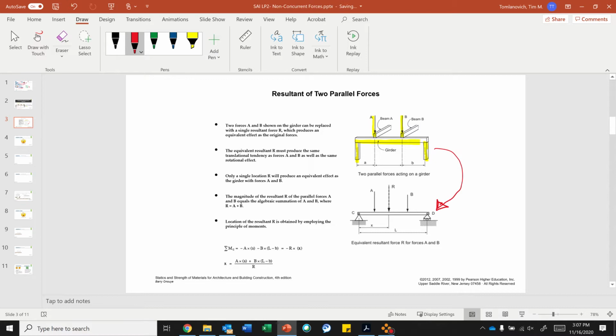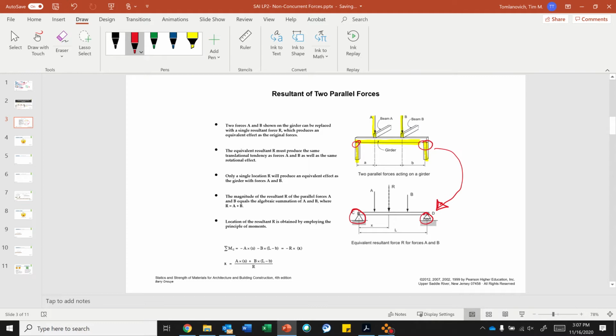Okay, they call this a free body diagram, and we'll talk about these soon, what this is represented. These are representing this right there. Okay, we have to mimic what's going on here. So here's A, here's B.